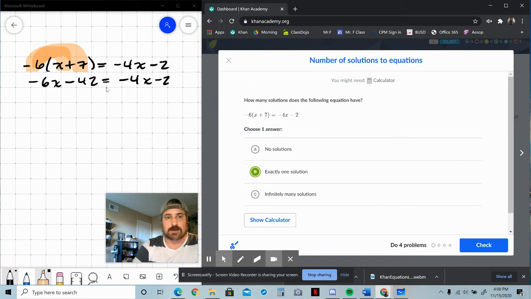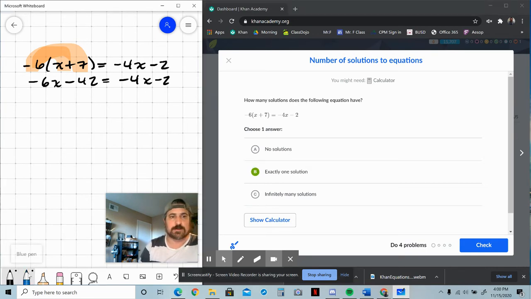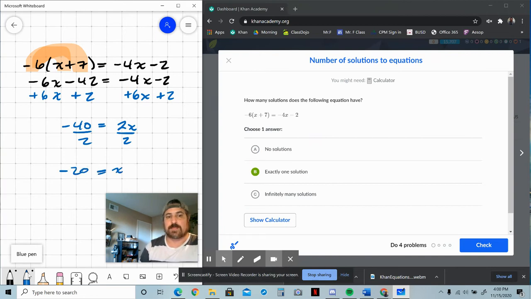And since this is not going to go away, you're going to have a variable that's remaining until the end of the problem. You're going to get exactly one solution. I know that already. But just to prove it to you guys, I'll show you. You add 6x to both sides. You're going to add 2 to both sides. You're going to get negative 40 is now equal to 2x. And then you're going to divide by 2 both sides, and x is equal to negative 20. That's one value, right? That's the one value that's going to work.